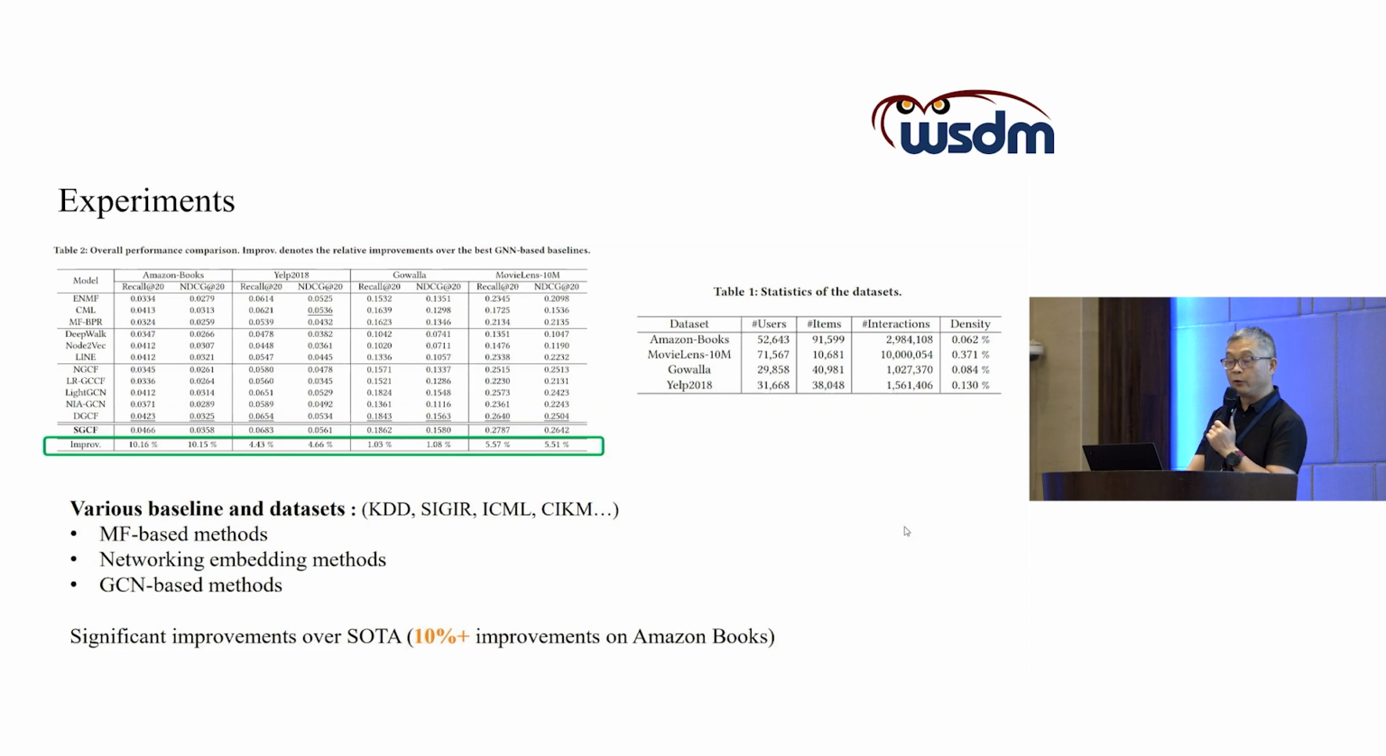These include the MF-based method, second the network embedding method, and the last one is the GCN-based approach. All the baselines are from published work in KDD, SIGIR, ICML, and CIKM. Our comparison through the experiment validates that our proposed approach can outperform the baseline SOTA approaches. For example, we can achieve a 10% improvement on the Amazon Book dataset.